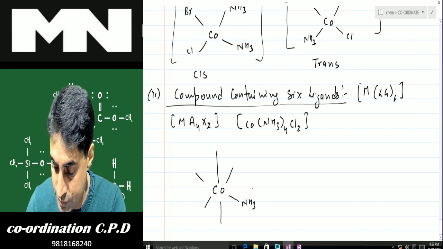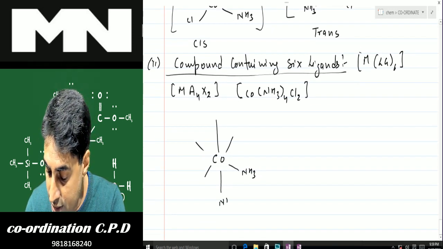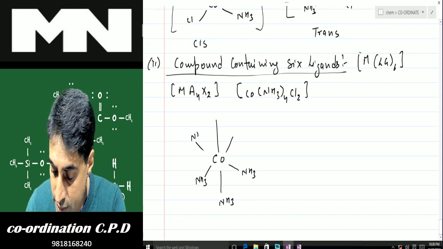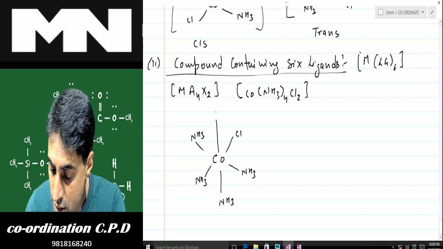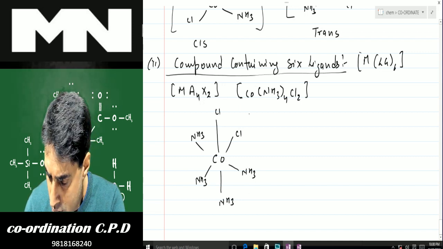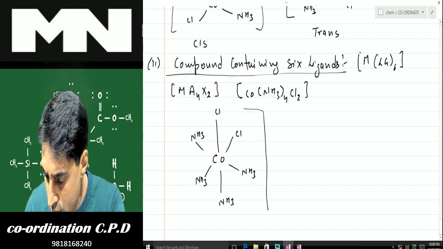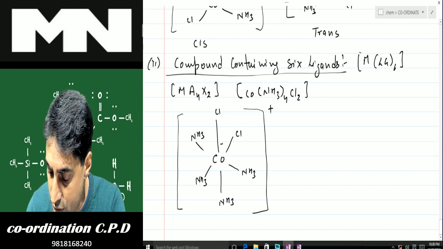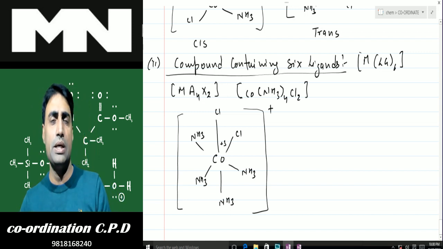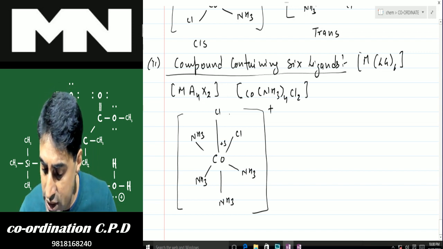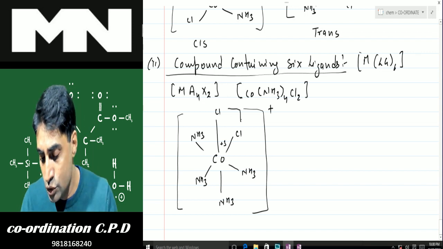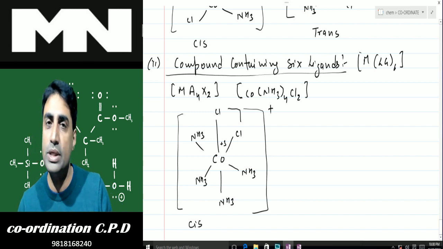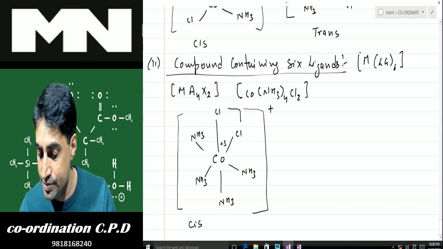NH3, NH3, NH3, NH3, Cl, Cl. The charge on the compound is +1 because cobalt here is in +3 oxidation state. The 2 Cl are negative. Now what you will see, the 2 Cl, they are on the same side. So this form can be termed as cis octahedral. So it is an octahedral complex having cis isomerism.